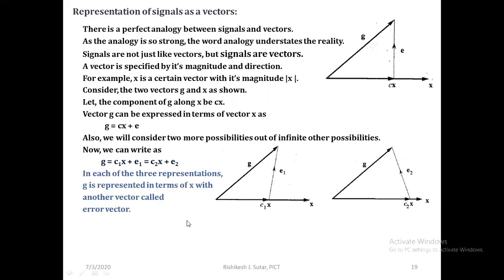In each of the three representations, g is represented in terms of x with another vector called the error vector. So in the first case it is e, in the second case it is e1, and in the third case it is e2.